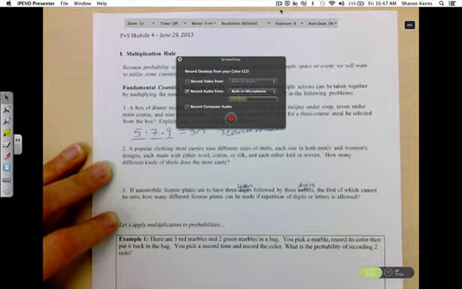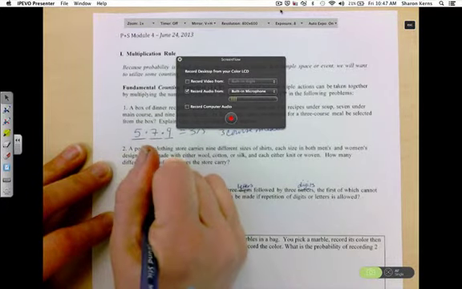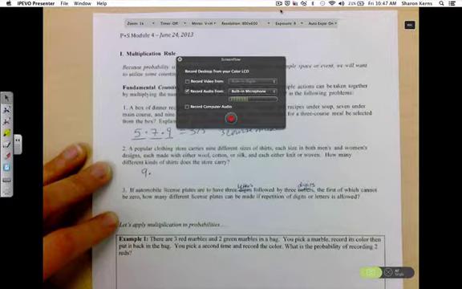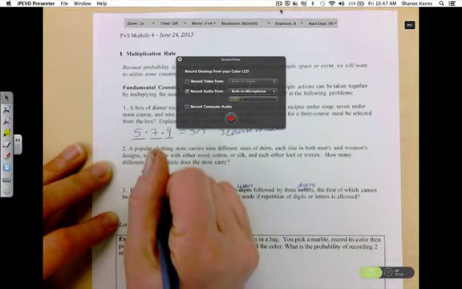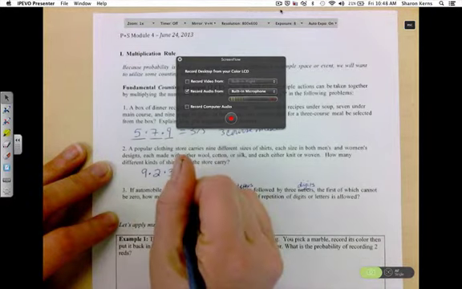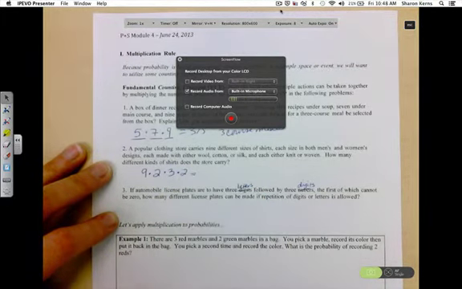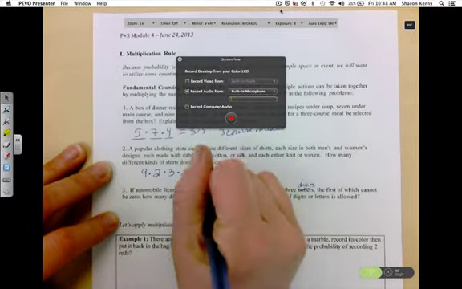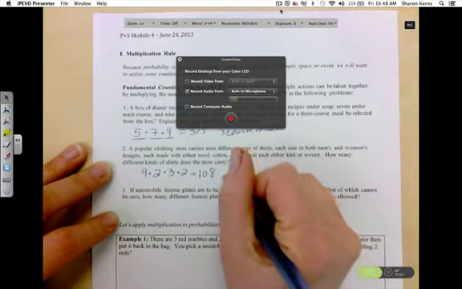Okay, so there's 9 different sizes, so there's 9 of them. Each size comes in both men's and women's, so that's 2 different genders, so we'll multiply that by 2. Each is made with either wool, cotton, or silk, so there's 3 different materials. Let's multiply by 3. And each is either knit or woven, so 2 different styles, so times 2. So how many different kinds of shirts? Let's multiply 9 times 2 times 3 times 2, and I get 108. So 108 different shirts.